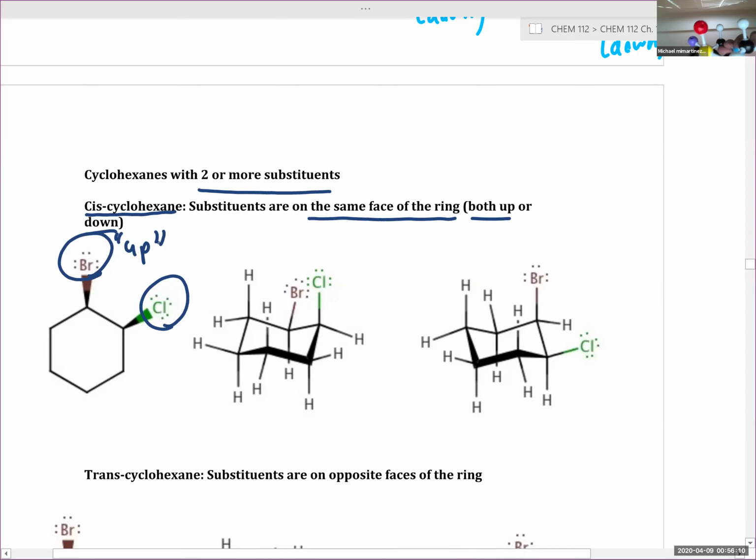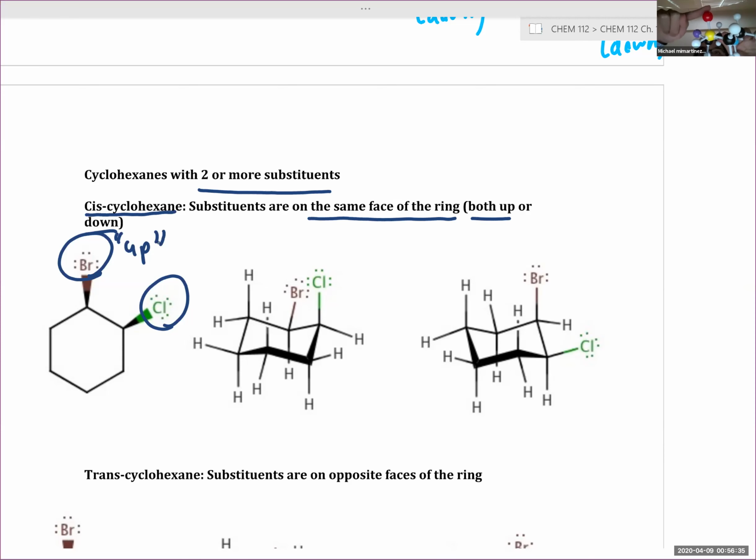So here is a model. I want you to note that the red is our bromine and the purple is our chlorine, okay? As you can see, relative to the plane of the page, are they both pointing up? Does everyone see how they're both pointing up? Okay, now let's do some analysis.